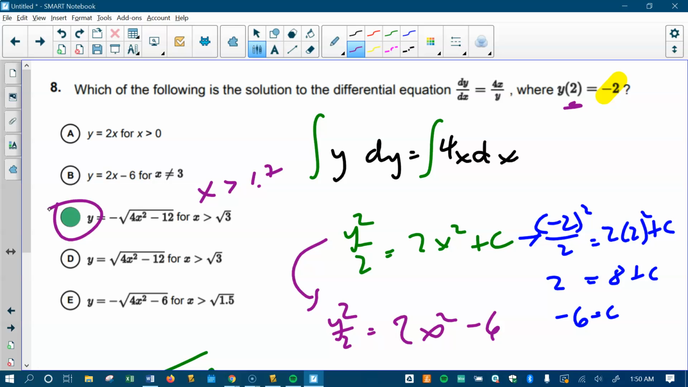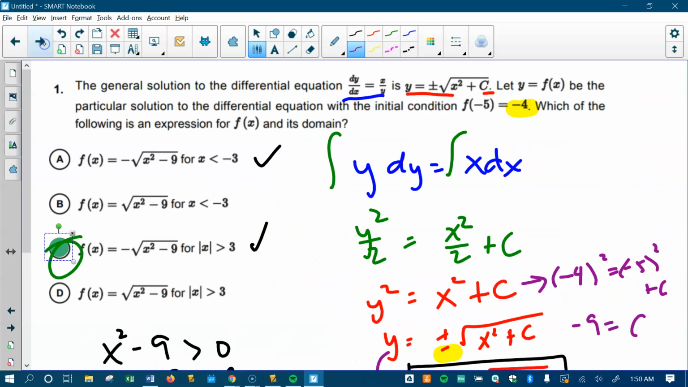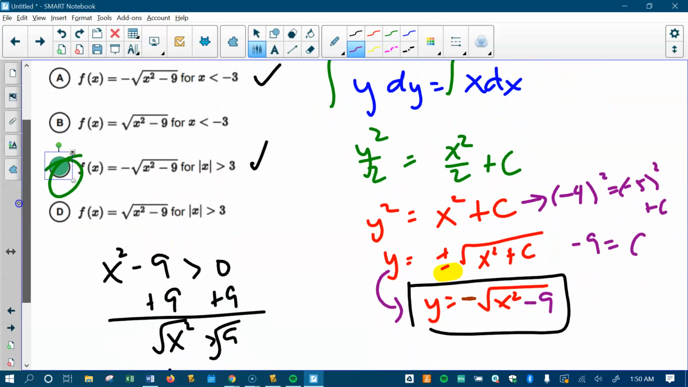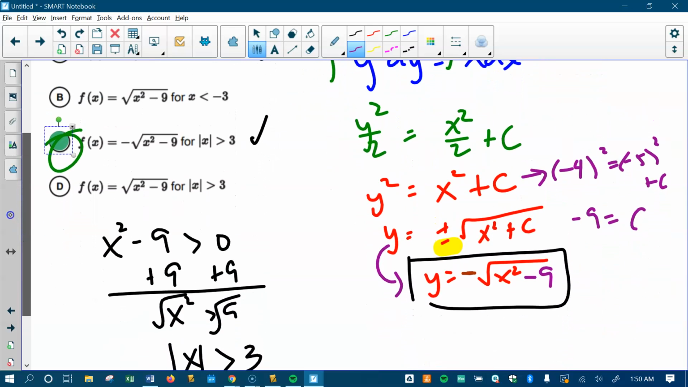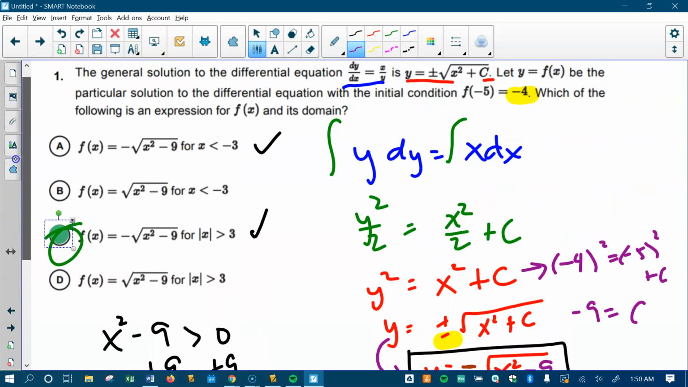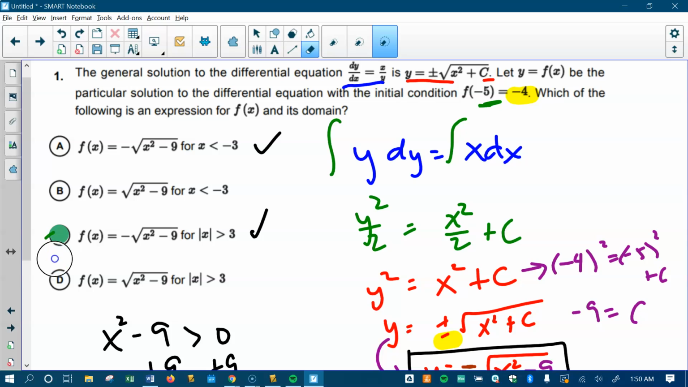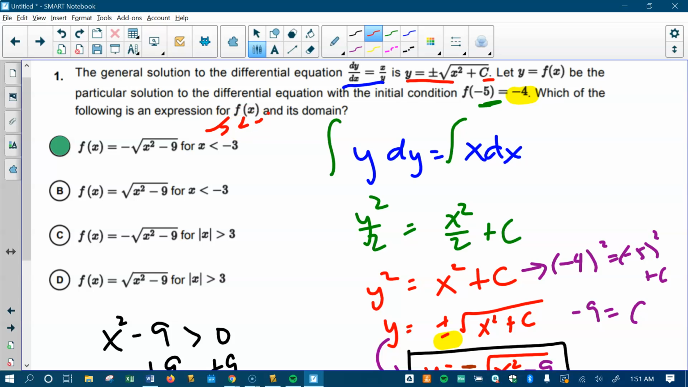I need to go back to number 1, please, because I realized I made a big mistake here. When I said the absolute value of x is greater than 3, that's true. I also noticed that my x value is negative 5. Because my x value is negative 5, I actually cannot have both of these as my answer. I need it to be only one or the other. It cannot be both functions. It can only be one or the other, which is why my answer was correct as A, because negative 5 is less than negative 3. So that was my answer for number 1.